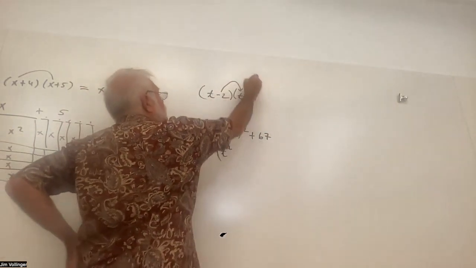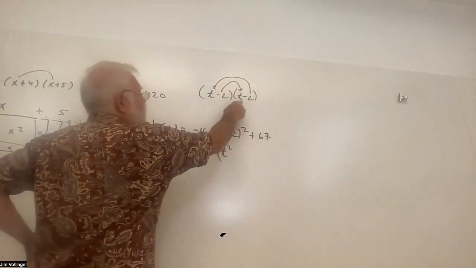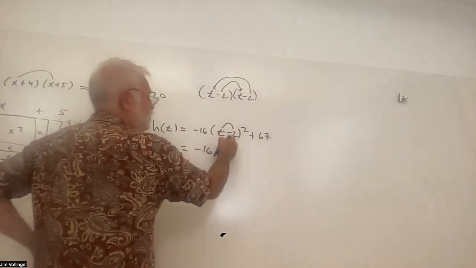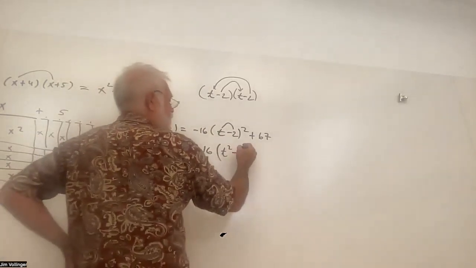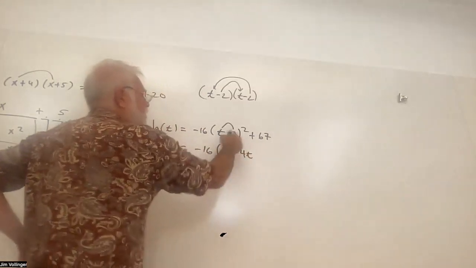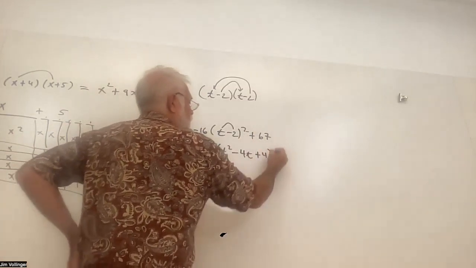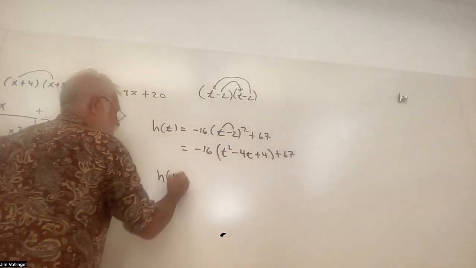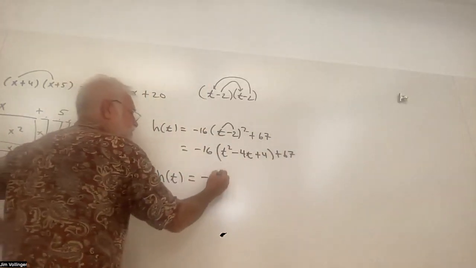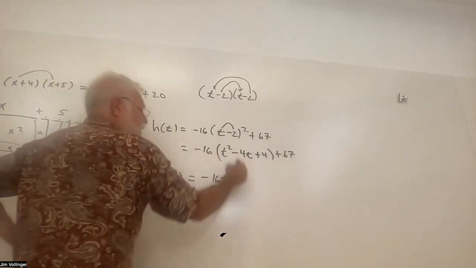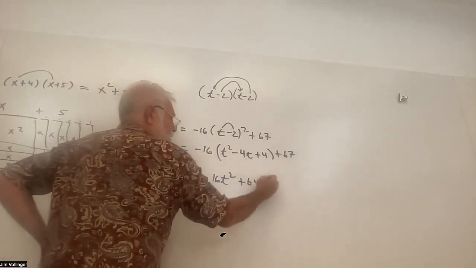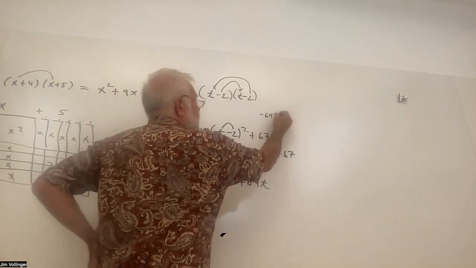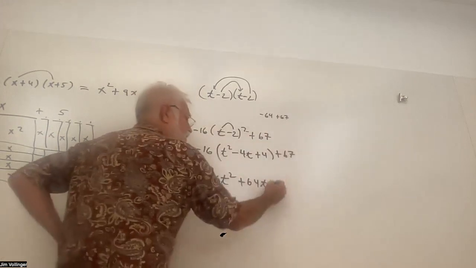You're just learning this. And you see that I've got minus 2 times t and another minus 2 times t in that foiling process. So whatever that product is, I'm going to double it. And then I'm going to square the last term. And then I'm going to add 67. And if I take my time with that, then h of t is equal to minus 16t squared plus 64t. Minus 16 times 4 is minus 64. Minus 64 plus 67 is 3.